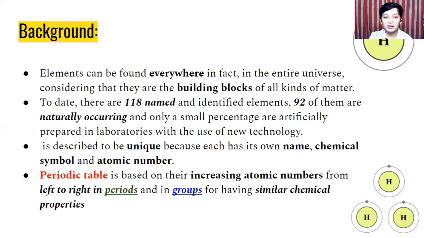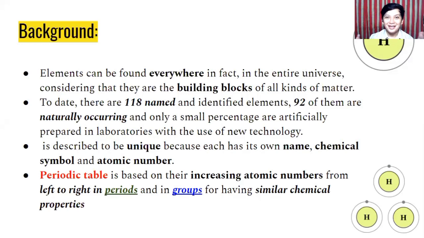92 of them are naturally occurring, meaning to say, nakikita natin dito sa loob mismo ng Earth. Maliwanag. So 92 of them can be found naturally. Okay? And only a small percentage are artificially prepared in laboratories with the use of new technologies. So those are the artificial elements. Okay? So meaning to say they are man-made. Ginawa na lang sila ng tao kasi artificial na sila. And they are described to be unique because each has its own name, chemical symbol, and atomic number.